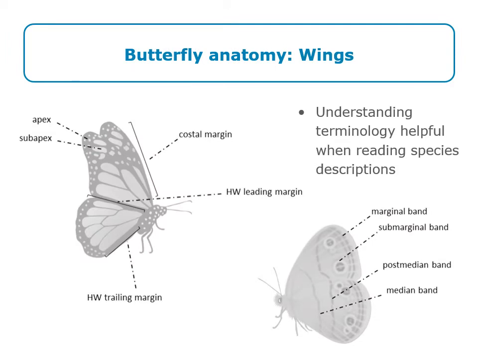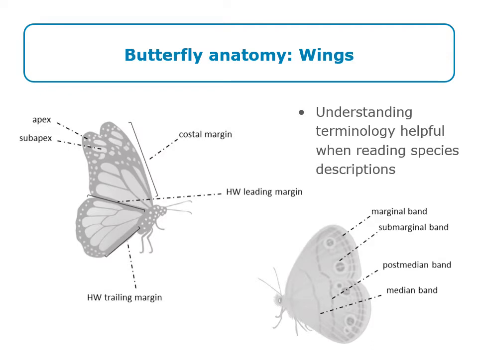So understanding the terminology when a description is talking about wings can be really helpful when reading species descriptions. So we always work from the body outwards. So the apex is the furthest away from the body, the very tip. And same, the margin of the wing is the furthest away from the body, the outside edge.